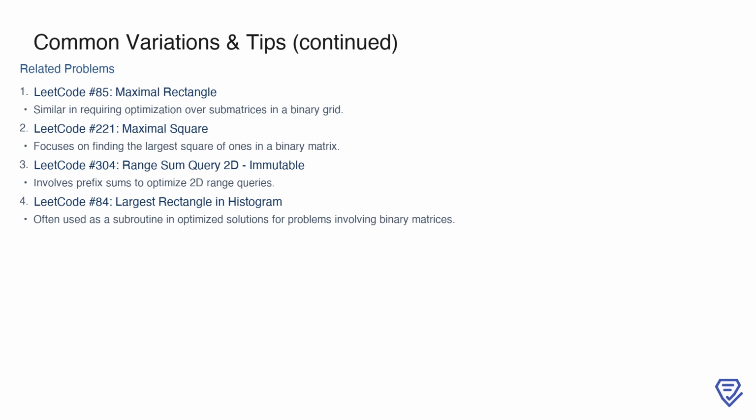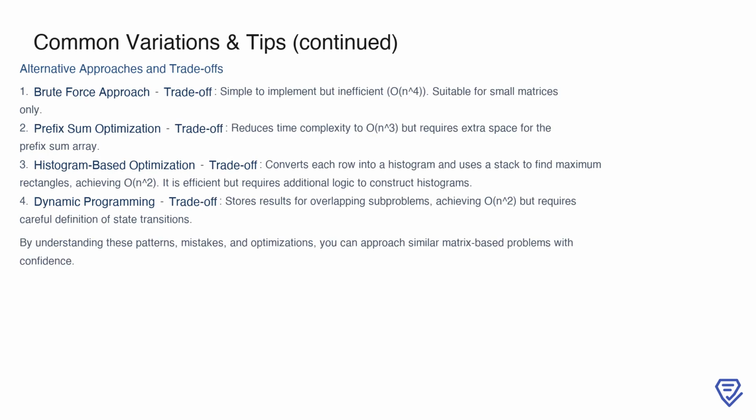When solving this problem, it's helpful to understand the trade-offs associated with different approaches. The brute force method, while simple to implement, has a time complexity of n to the power of 4, and is only suitable for very small matrices. To improve efficiency, you can use prefix sum optimization, which reduces the time complexity to n cubed, but requires extra space for storing the prefix sum array.